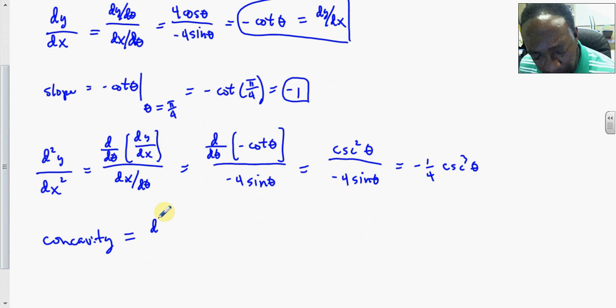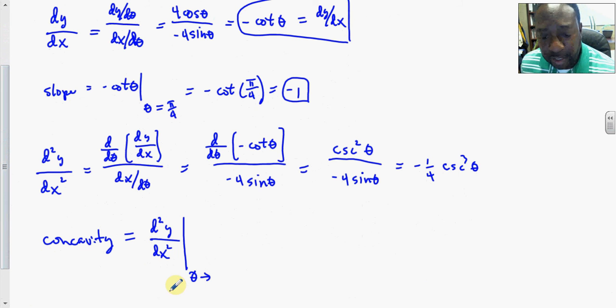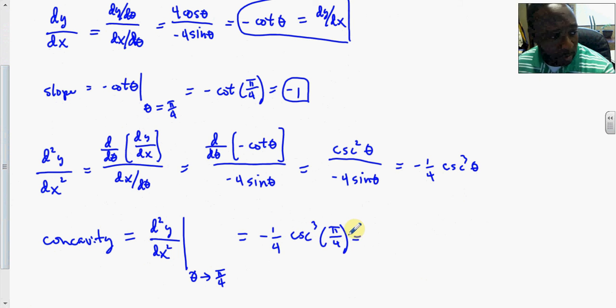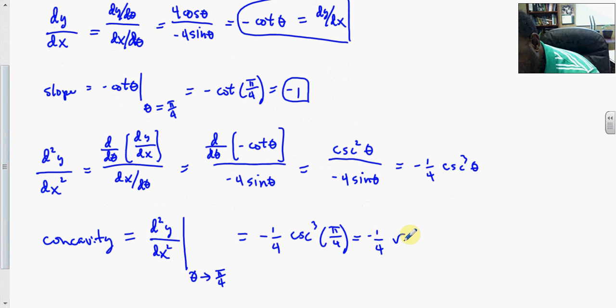So concavity here is that second derivative evaluated where theta is pi over 4. So negative 1 over 4 times the cosecant cubed of pi over 4. Cosecant is 1 over sine, and the sine of pi over 4 is 1 over the square root of 2, so cosecant is the square root of 2. So this is the square root of 2 to the third power, which gives us 2 times the square root of 2. So minus 2 times the square root of 2, all over 4. So this is negative the square root of 2 over 2.